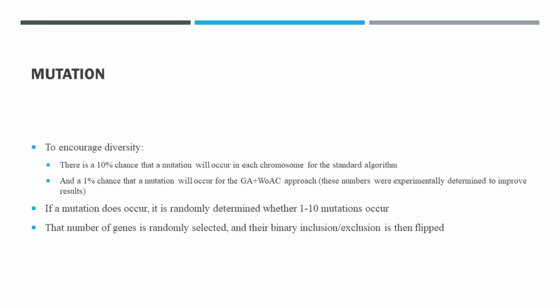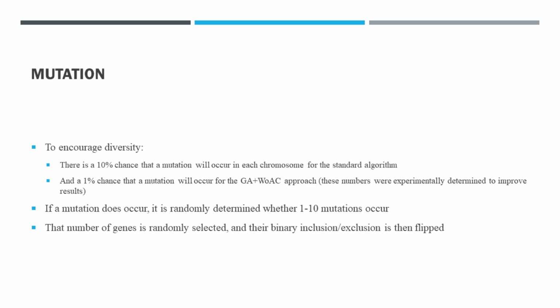After the crossover function concludes, we continue on to the mutation function. This wraps up our reproduction cycle. And here, to encourage diversity in this research, there is a 10% chance that a mutation will occur in each chromosome for the standard genetic algorithm, which we'll cover a little bit later, and a 1% chance that a mutation will occur for the genetic algorithm with the wisdom of artificial crowds enhancement. And these numbers were experimentally determined to improve the results for each.